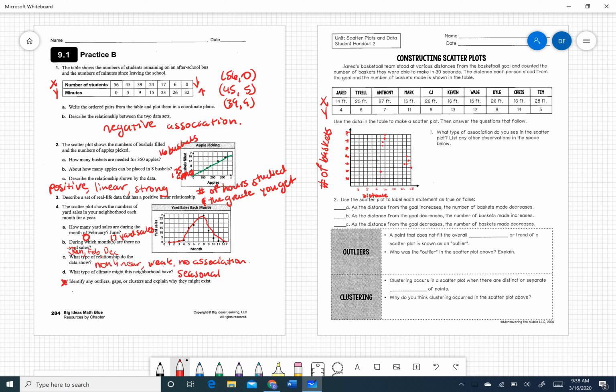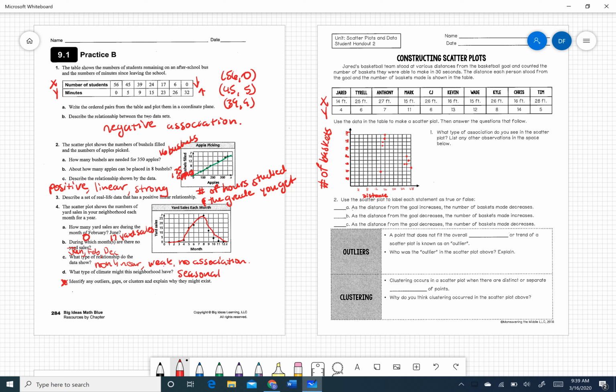Okay. So next, I want to go ahead and jump into the notes for the day. The notes for today is about constructing a scatter plot. And so it says that Jared's basketball team stood at various distances from the basketball goal and counted the number of baskets they were able to make in 30 seconds. The distance each person stood from the goal and the number of baskets made is shown in the table.